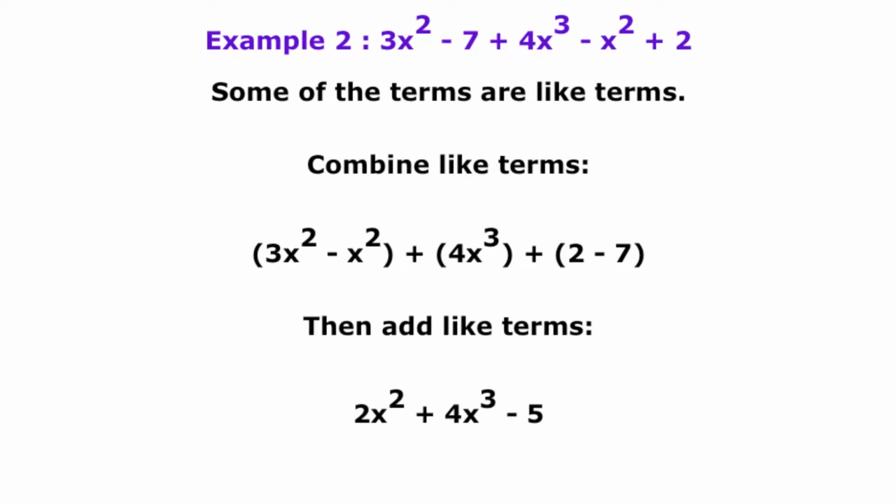Some of the terms are like terms. In the example below, we combine like terms. All the x squared terms are together, all the x cubed terms are together, and all the number terms are together. Then we add like terms, 2x squared plus 4x cubed minus 5.